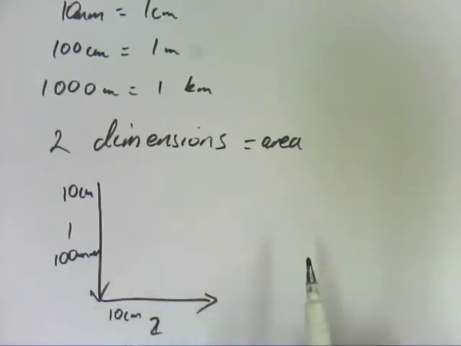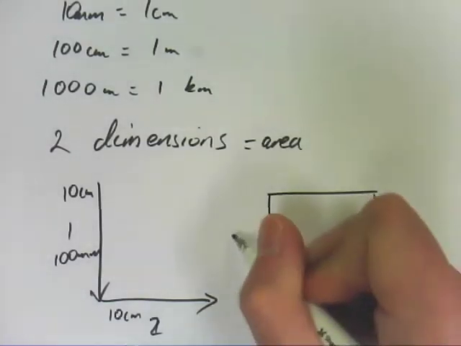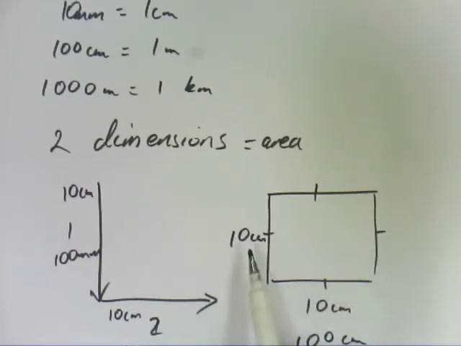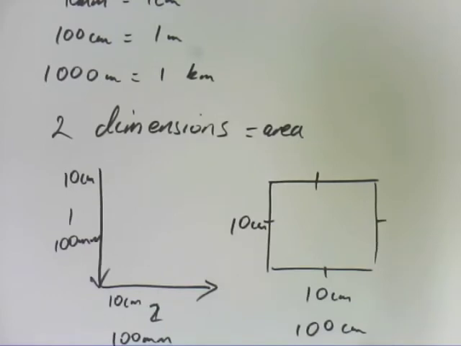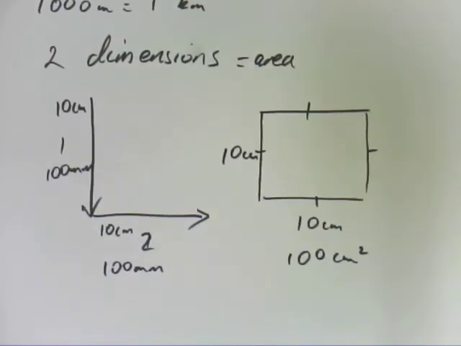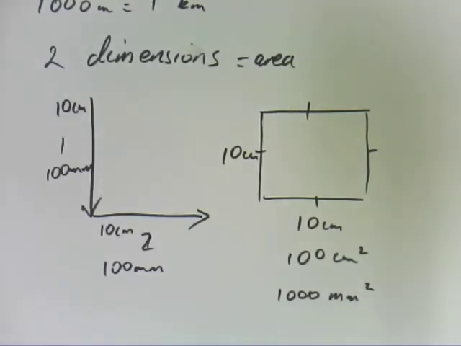So length is easy. But if I asked you to work out the area of this shape, this 10 centimeters square, it's easy, it's 100 centimeters squared. Length times length, length squared, 10 times 10. Don't forget to put your squared on there. If I asked you to convert that into millimeters, many of you might just say that's easy, that's 1,000 millimeters squared. But it's wrong.